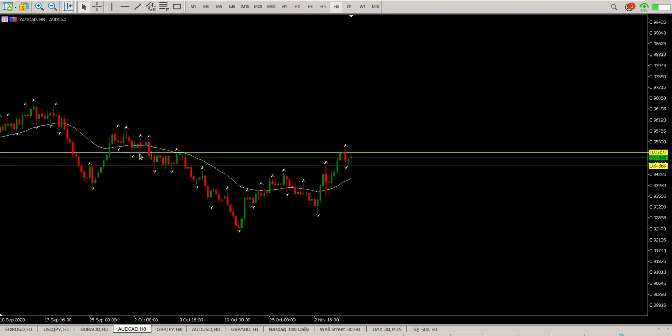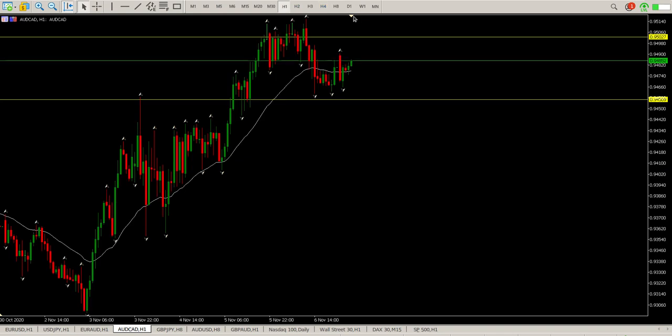Look to the left, look at this: big up, big down, big up, big down, big confusion, and now we have big up, big down, big up, big down, big confusion still. So that is pretty clear, well, clear as mud, but the thing is we are above the moving average, so yeah, trend is up at the moment.